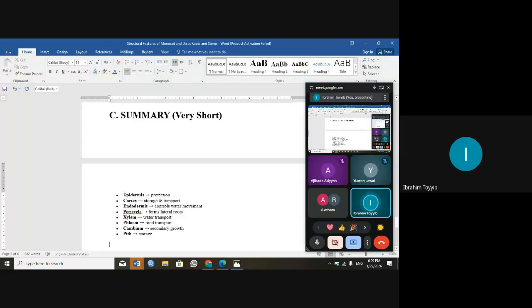So this is the summary. Just note this. Epidermis is always for protection. Cortex is for storage and transport. Endodermis controls water. Pericycle forms lateral roots. Cambium is for secondary growth, xylem transports water, and pith is for storage. So when you pick this up at your fingertips, you quickly remember the functions.